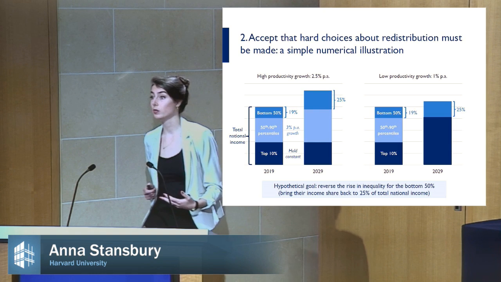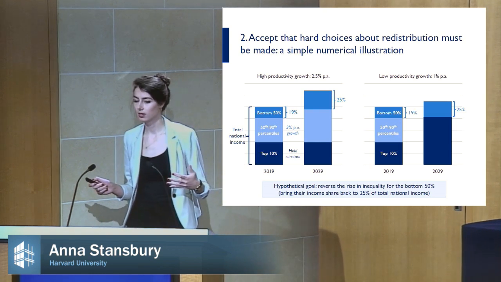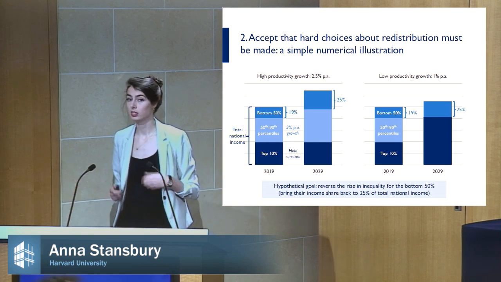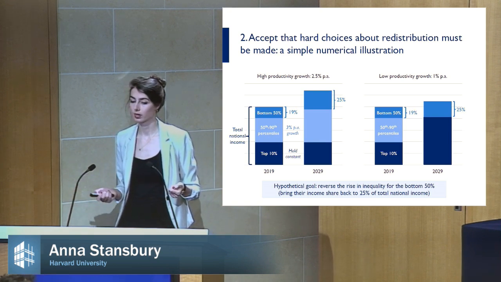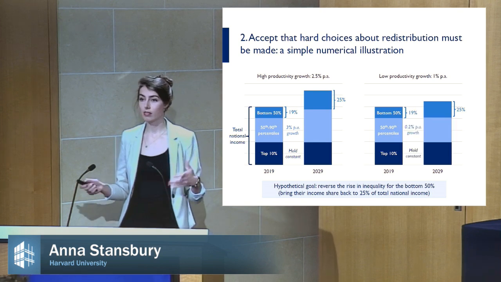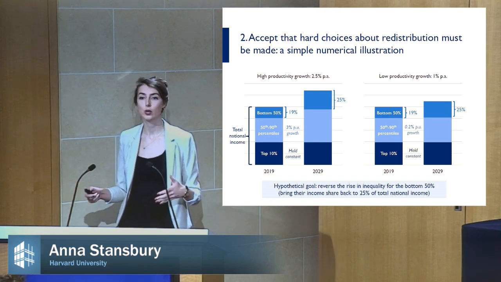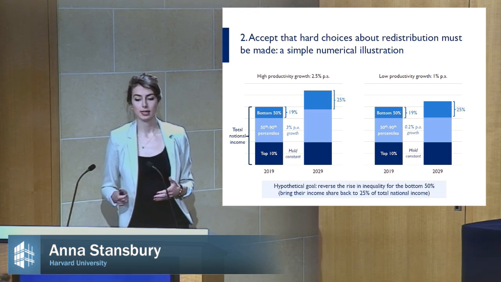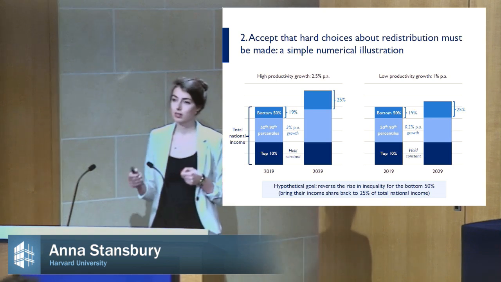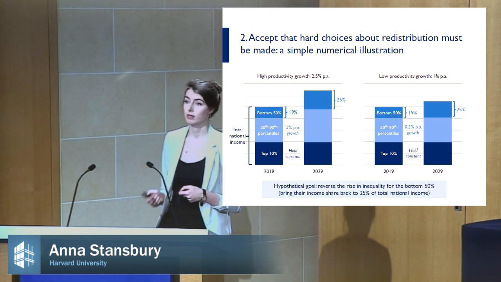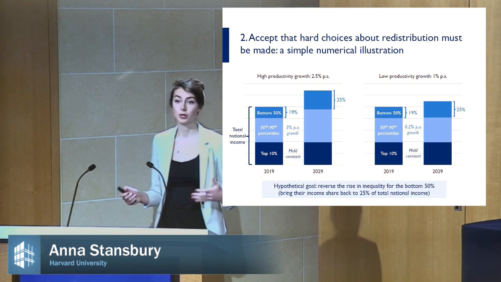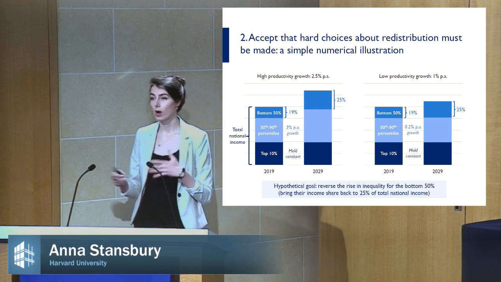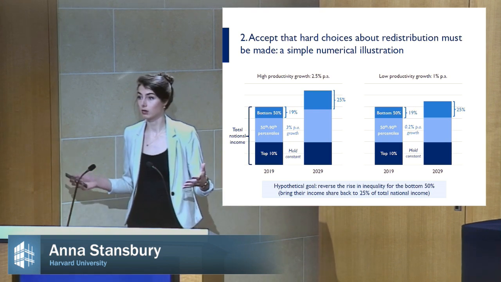In contrast, if we do the same in the world of low productivity growth, what happens? We give 25% of the income share of the national income in 2029 to the bottom 50% of the income distribution. That essentially means that the other half of the income distribution have to see no real income growth over 10 years. Basically, the point is that if we are serious about doing a lot to reverse the rise in inequality, if we're in a world of low productivity growth, we're going to have to make seriously hard choices about freezing or actually cutting living standards for parts of the income distribution.